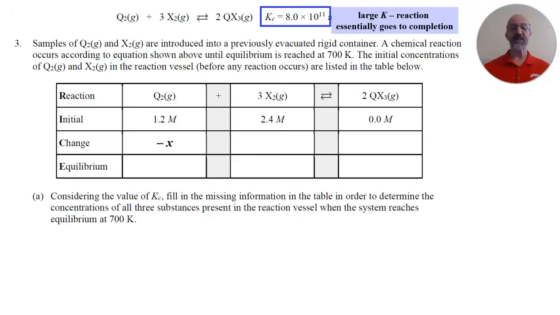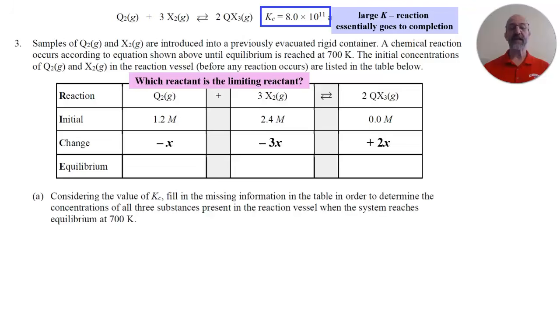So as I fill in the change row of the RICE table, it's going to be minus X for Q2 in terms of the change in that reactant. It will be minus 3X in terms of the change for the other reactant because of that coefficient of 3. And then to produce the product, QX3, it has a coefficient of 2, so that will be plus 2X.